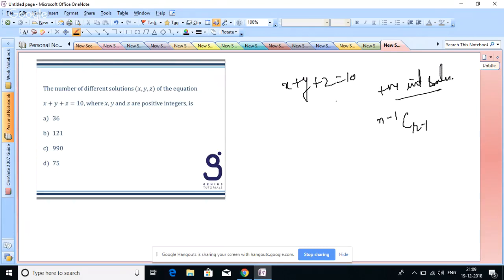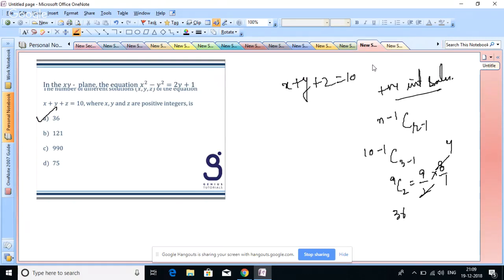Okay. So here n is 10, so it is (10 minus 1) C (3 minus 1). That means 9C2, that means 9 by 2 into 8 by 1, that means 36. So option A is your correct answer, the positive integral solutions to this question.